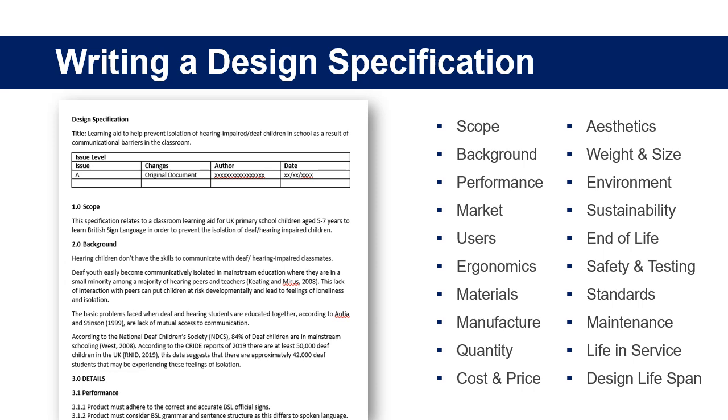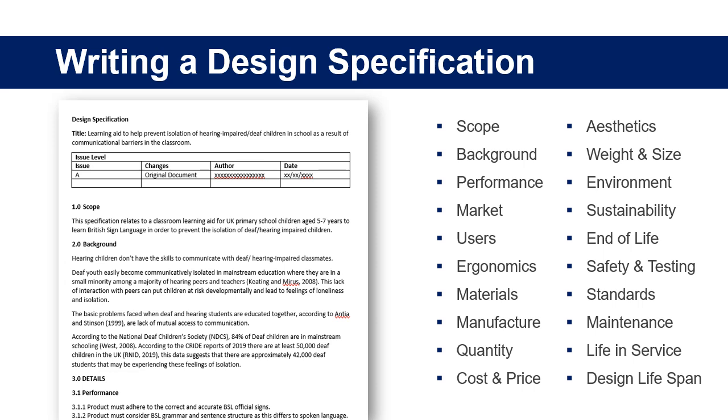We're saying it relates to classroom learning. So this is going to be used in a classroom, in a school. This is not for home use. It's going to be used in the classroom. It's a learning aid, so therefore it needs to help you to learn. It is for UK primary school children aged 5 to 7 years. So we're defining very early on, it's not being designed for anybody else.